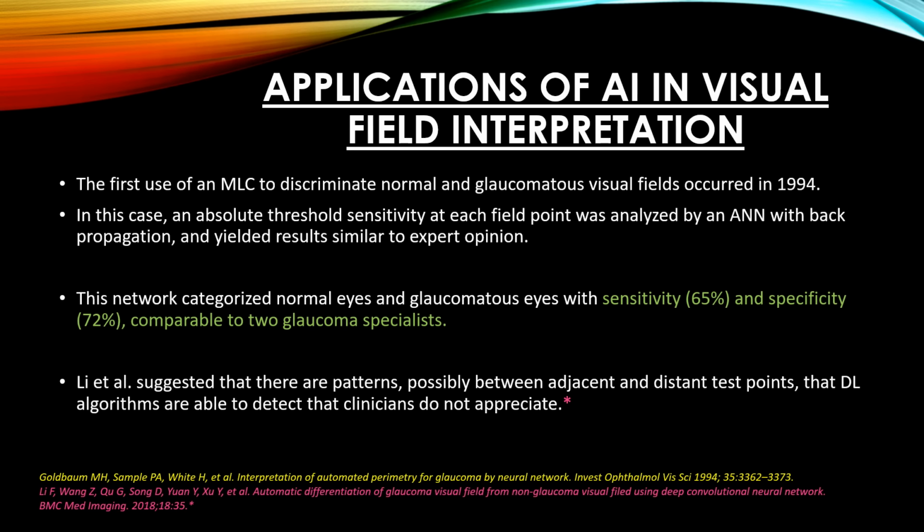The applications of AI also come in handy in visual field interpretation. The first use of MLC to discriminate normal and glaucomatous visual fields occurred in 1994. In this case, an absolute threshold sensitivity at each field point was analyzed by an ANN with back propagation, and it yielded results similar to experts' opinion. This network categorized normal eyes and glaucomatous eyes with sensitivity 65% and specificity 72%, comparable to two glaucoma specialists.